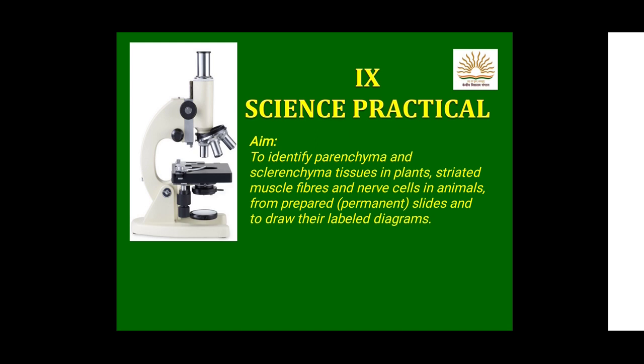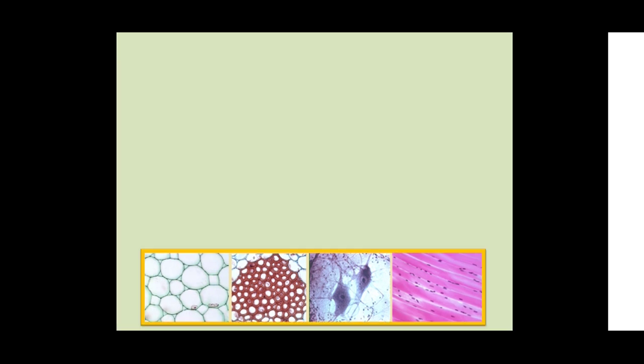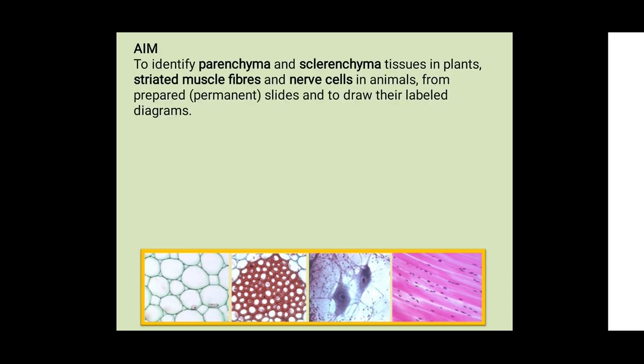So the aim of the practical is to identify parenchyma and sclerenchyma tissues in plants, striated muscle fibers and nerve cells in animals from prepared permanent slides and to draw their labeled diagrams. Now let us see, when we are writing the practical in a copy, it should have foremost the aim. Again, to identify parenchyma and sclerenchyma tissues in plants, striated muscle fibers and nerve cells in animals from prepared permanent slides and to draw their labeled diagrams.